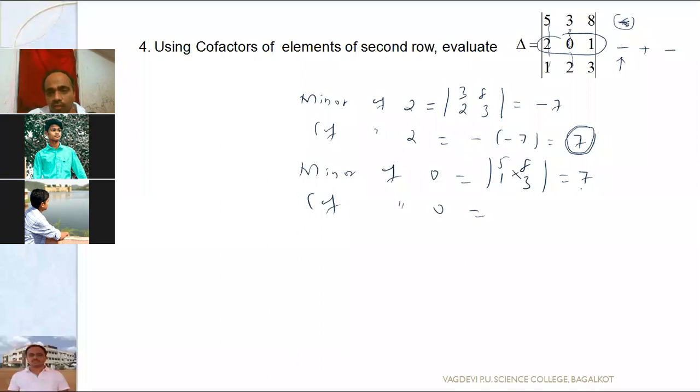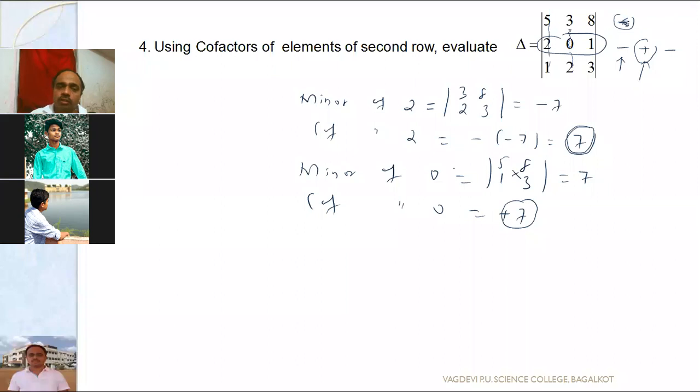Cofactor means this 7 multiplied by either plus or minus. Is it plus or minus? You have to look at the sign scheme. For 0, in the second row, the sign is plus. So it is plus 7. Here the minor and cofactor are both the same. The minor is 7, so the cofactor is also plus 7. So 2 is over, 0 is over.